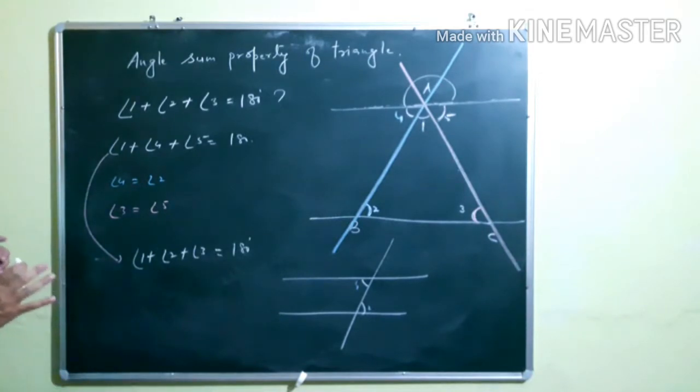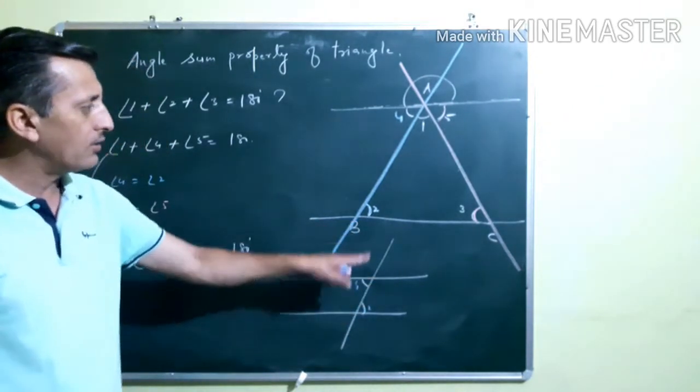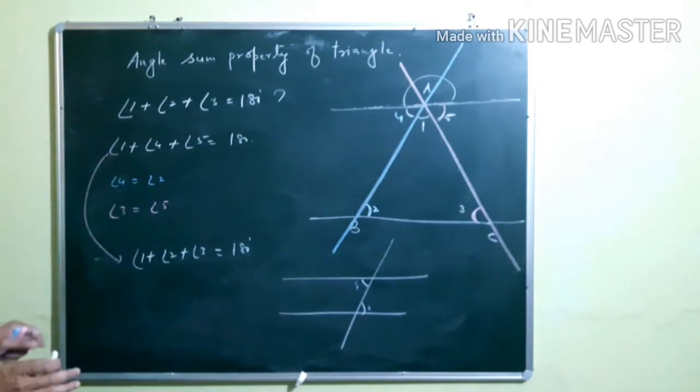So this was your simple concept. We have to use this concept again: when the lines are parallel and this is a transversal, in that case your alternate interior angles are equal. So this was the concept.